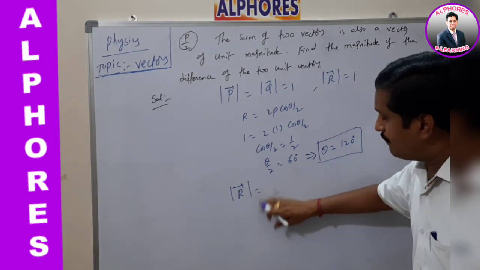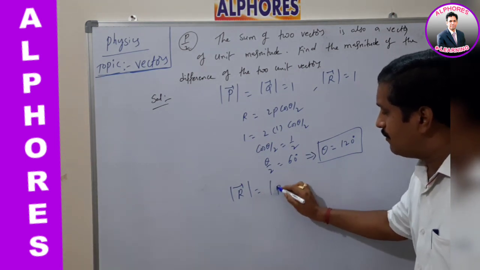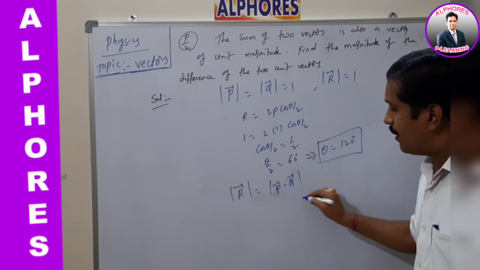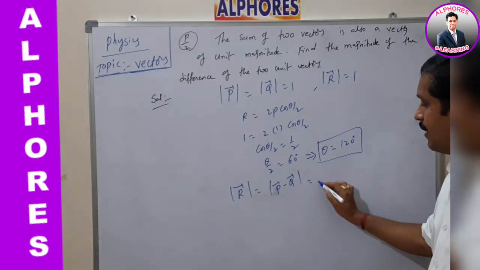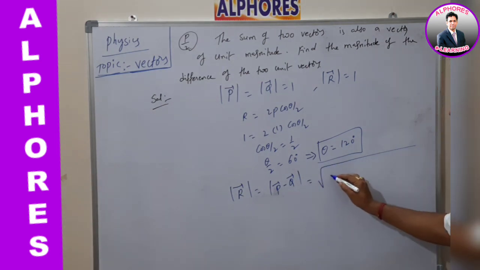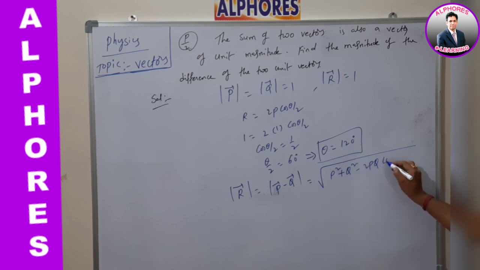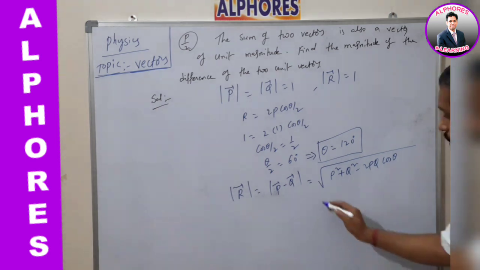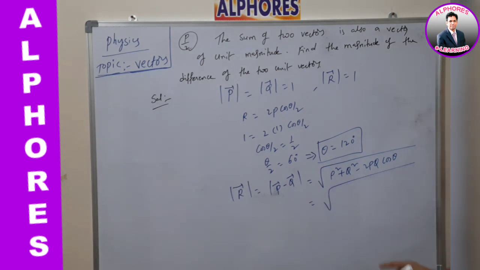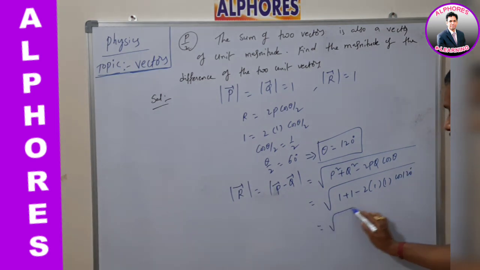As per the equation, difference of two unit vectors means magnitude of p bar minus q bar. Right? Now, as per this condition, root of, as per the subtraction of vectors, p square plus q square minus 2pq cos theta. By substituting the values, we know already the magnitude of p and q is nothing but 1. That's why here 1 plus 1 minus 2 into 1 into cos of 120. Okay, clear?